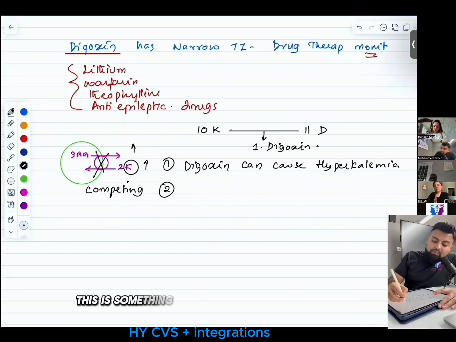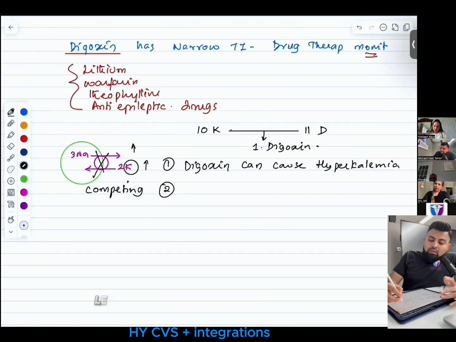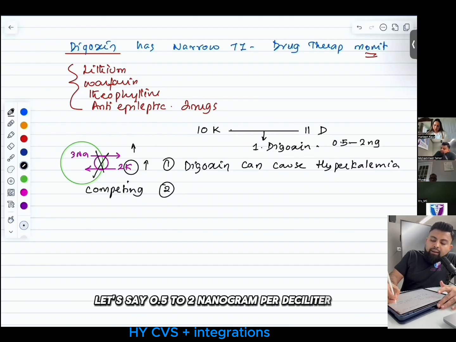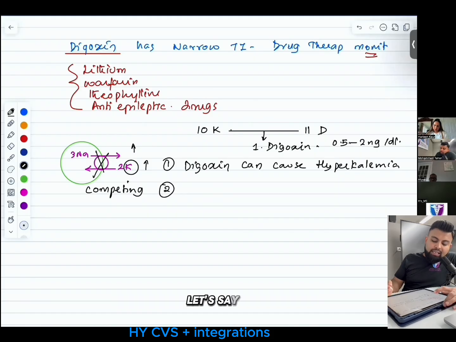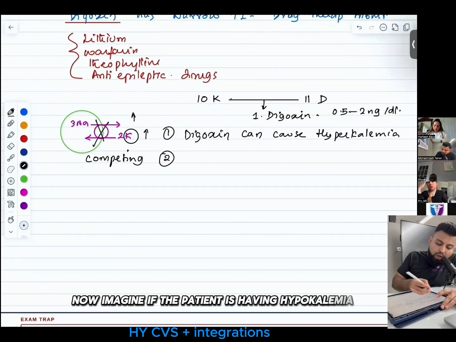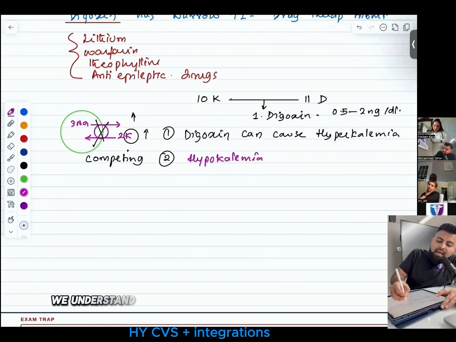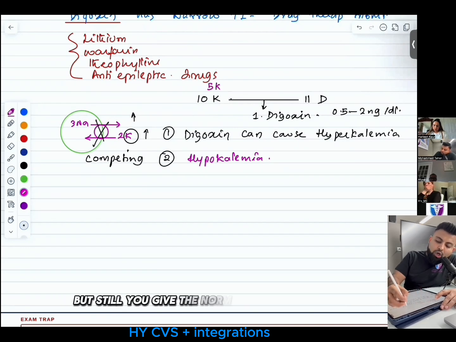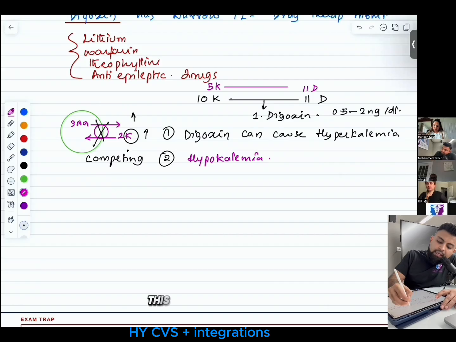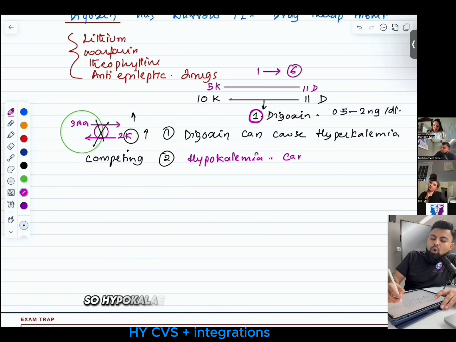Let's say 0.5 to 2 nanogram per deciliter is the dose range for digoxin. Now, imagine the patient has hypokalemia. With low potassium concentration, the competition is going to be reduced. So now there are 5 K, but you still give the normal dose of 11 digoxin. Only 1 is required, but now you have 6 molecules. This is going to cause digoxin toxicity. So hypokalemia can cause digoxin toxicity.